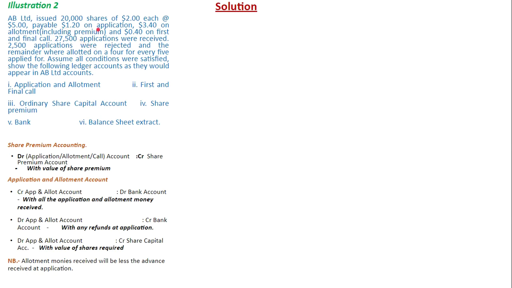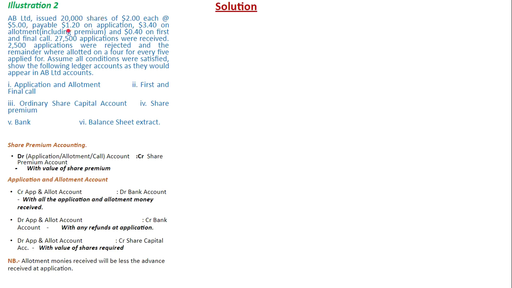We are told that 20,000 shares were issued. Remember, we said ordinary shares or any shares are always reported at par. So our par value is $2. So it means our ordinary share account will have a balance of 20,000 multiplied by 2, which is 40,000. We are also told that the shares were issued at $5. Already we can see that there is a premium of $3. 5 minus 2 gives us $3.